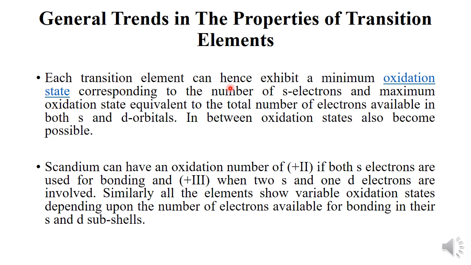Each transition element can hence exhibit a minimum oxidation state which corresponds to the number of the s electrons, and a maximum oxidation state that is equal to the total number of electrons available in both s and d orbitals, and in between oxidation states also become possible. Like scandium can have an oxidation number of +2 if both s electrons are used for the bonding, but it can also show the +3 oxidation state when 2 s and 1 d electrons are involved in the bonding. Similarly, all the other elements show variable oxidation states which depend upon the number of electrons available for bonding in their s and d subshells.